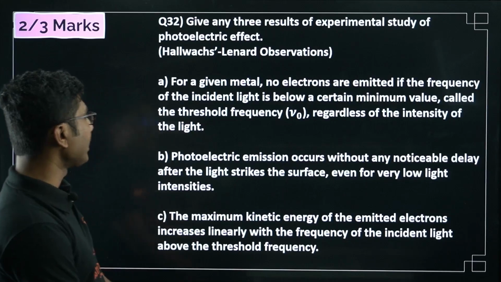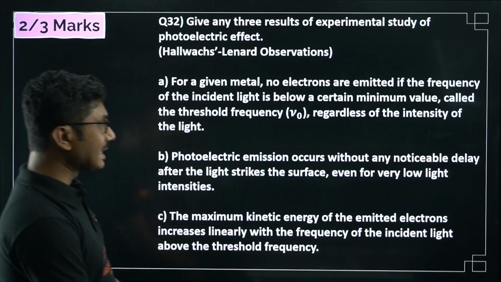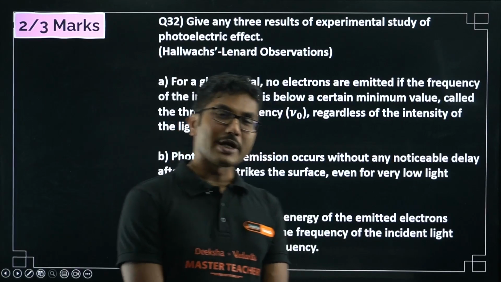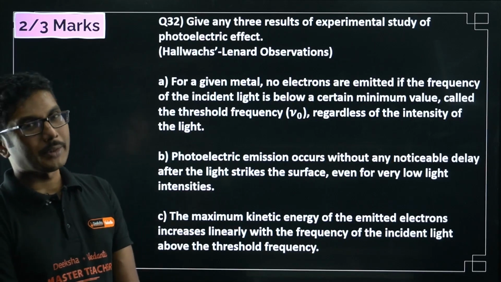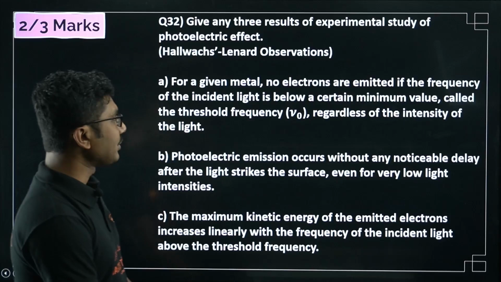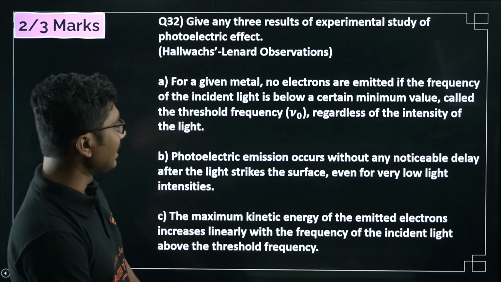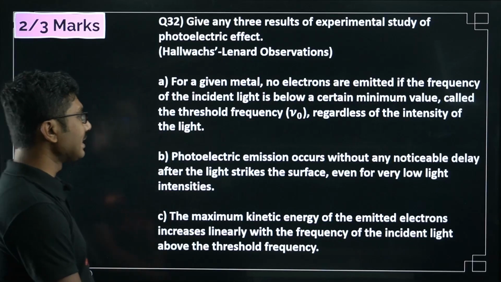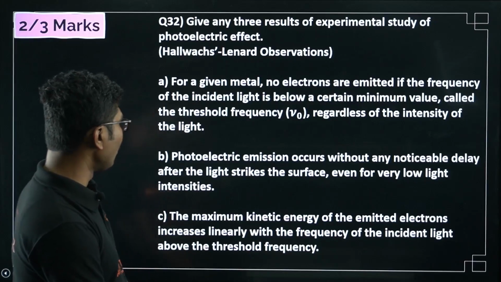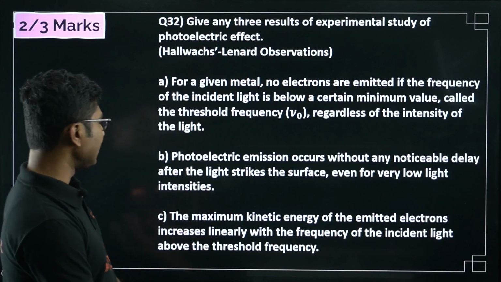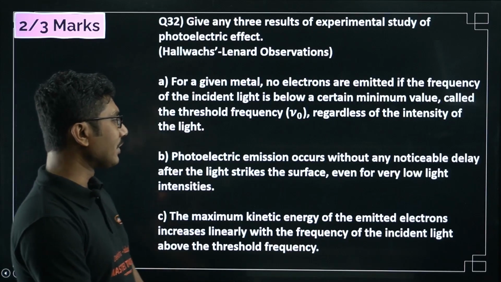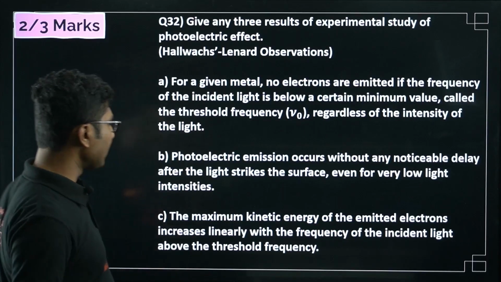Very important first point. Second point, now these are descriptive questions, so you have to memorize it a little bit, but they are very frequently asked, so you have to remember it anyway. Photoelectric emission occurs without any noticeable delay after the light strikes the surface, even for very low light intensities. The maximum kinetic energy of the emitted electrons increases linearly with the frequency of the incident light above the threshold frequency.